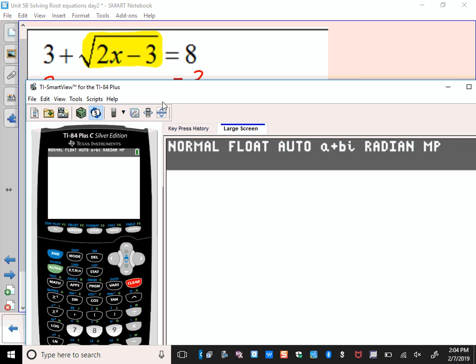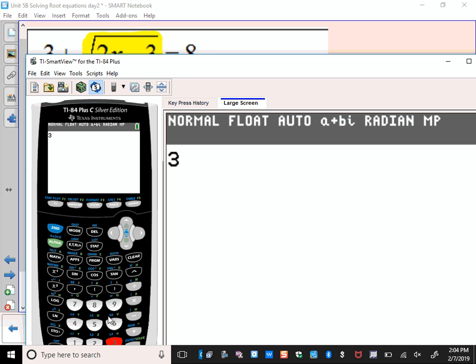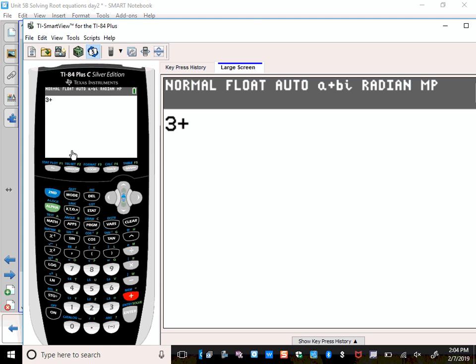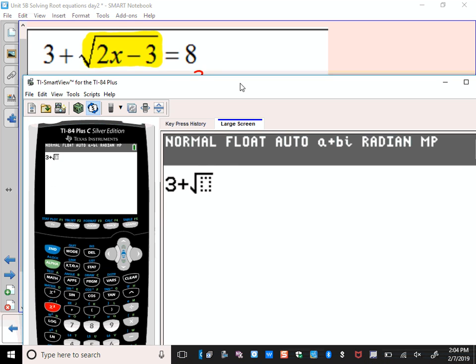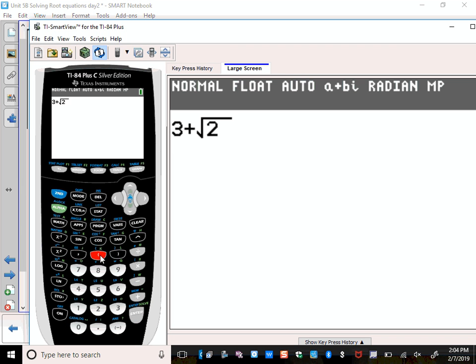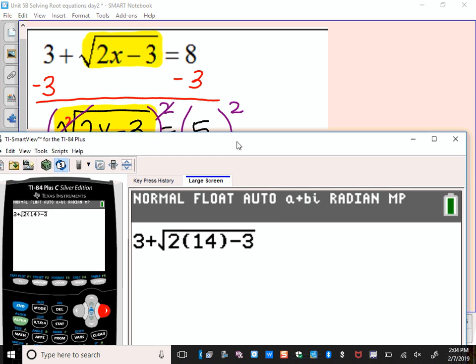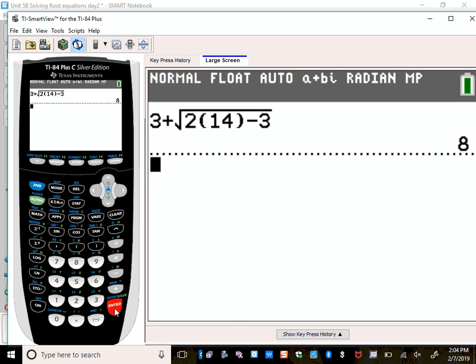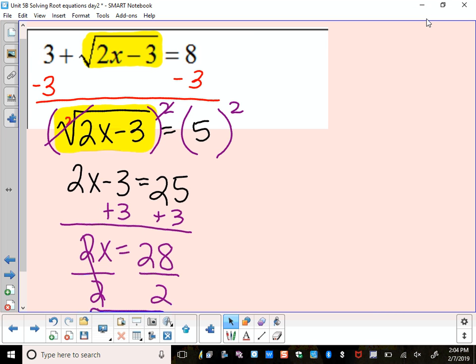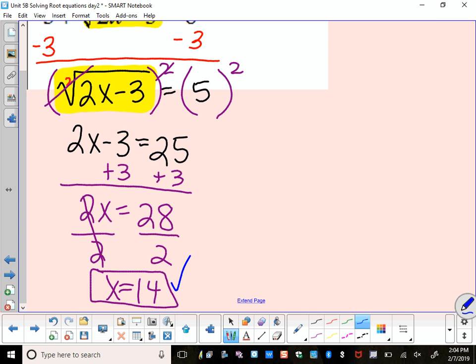We have, you type in 3, right? And then plus, and then the square root, so second, and then hit that x squared, and then 2. Instead of x, we're writing 14. What's next? -3. Minus 3 is still under the radical. Yeah, and then enter. And we get 8. So good. No, this is a solution. Just put a check mark by it. It works.